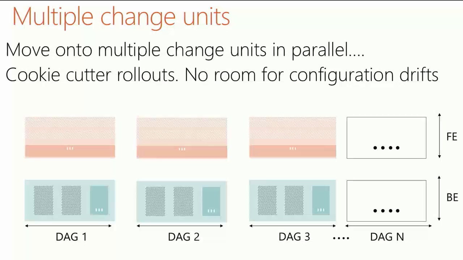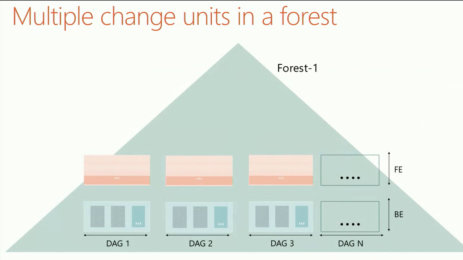The next one is multiple change unit. Now we are actually rolling out these change units in parallel, and at this time you are looking at tens of servers. So as I said, there are multiple front-end change units, multiple back-end change units. They all can go in parallel once you get that first level of confidence. The next thing is forest rollout, which you can think of as rolling out in hundreds of servers. You go and roll out these changes on multiple of these DAGs, all of them in parallel.